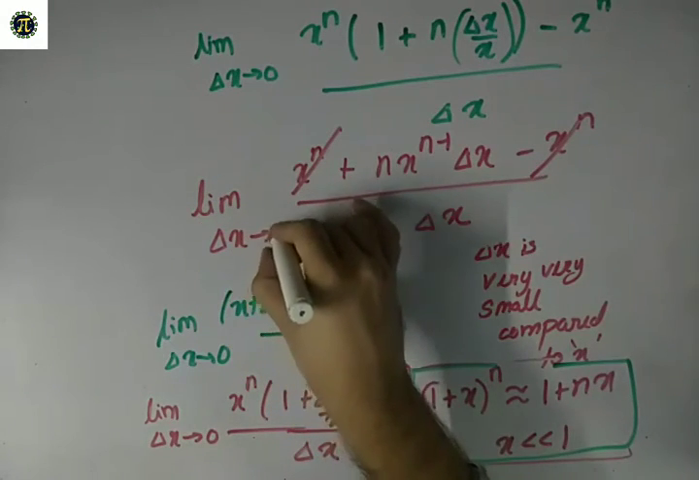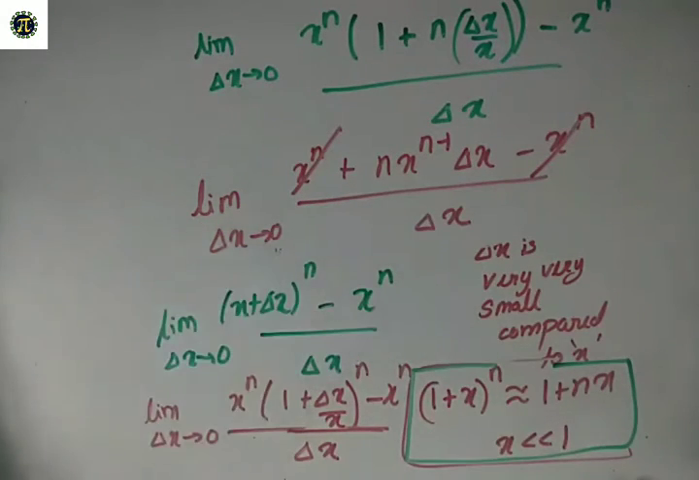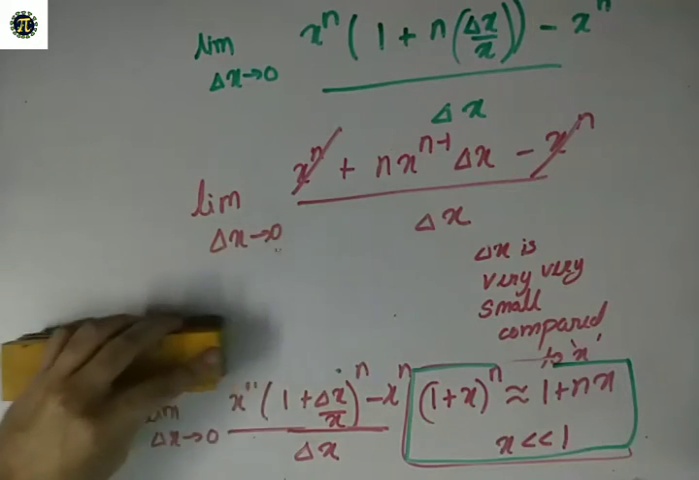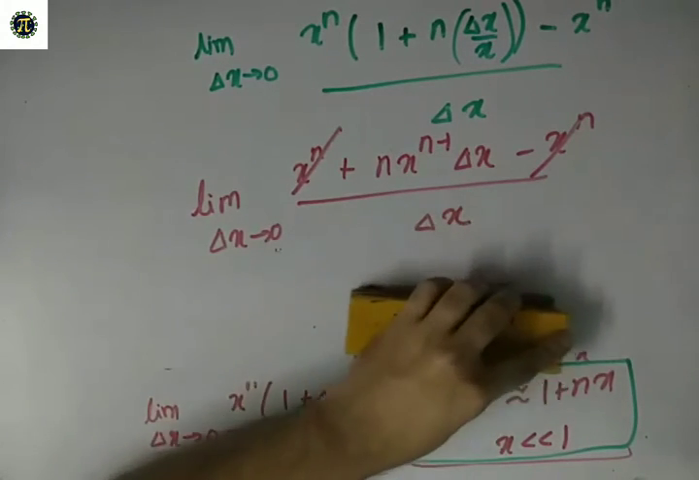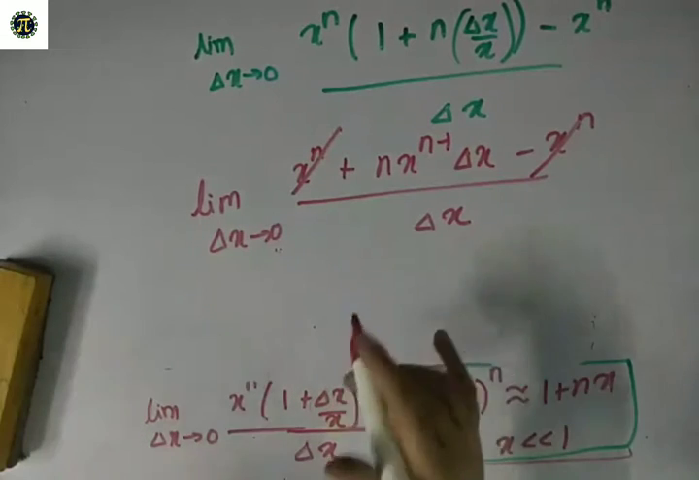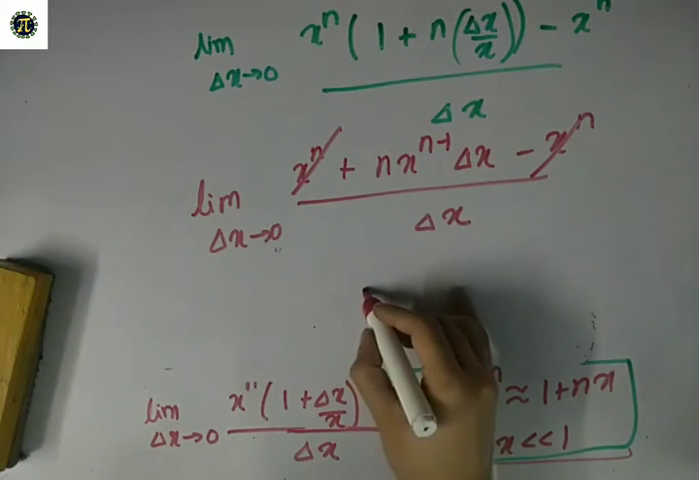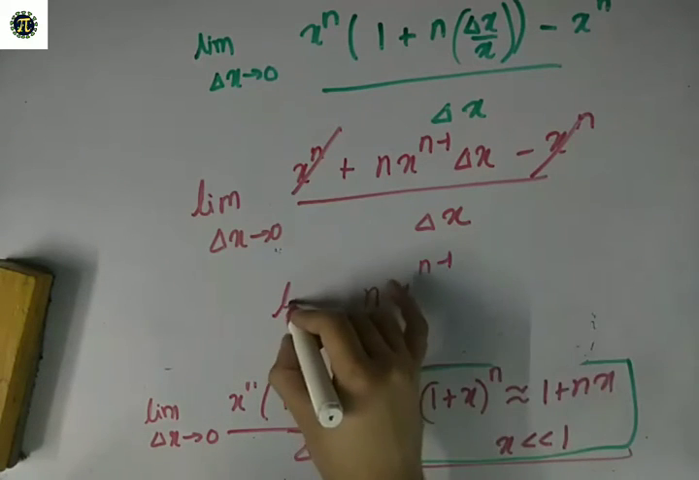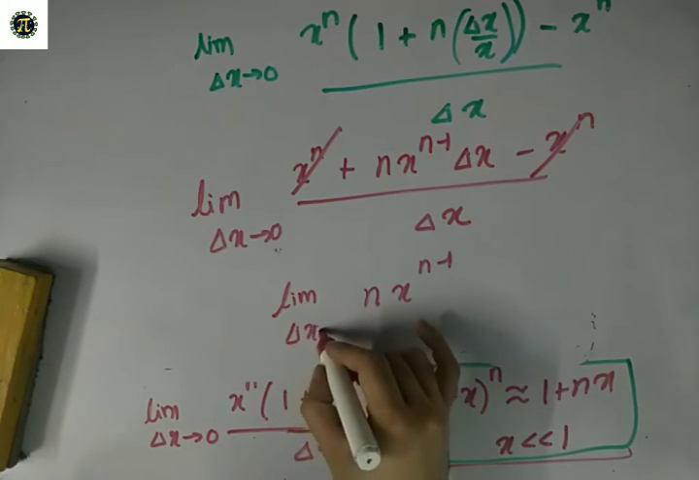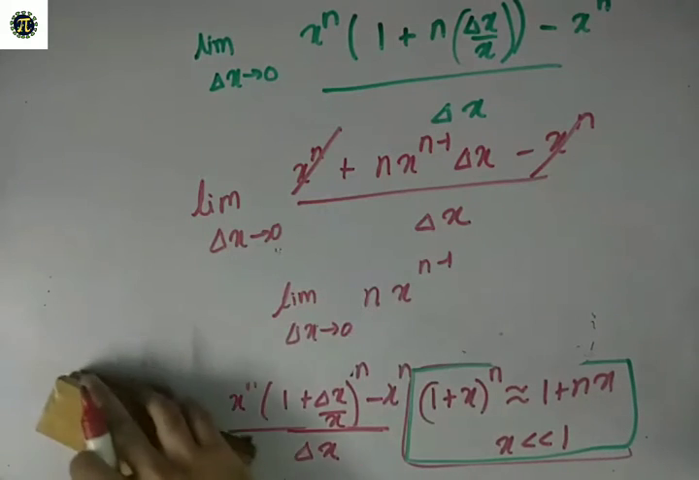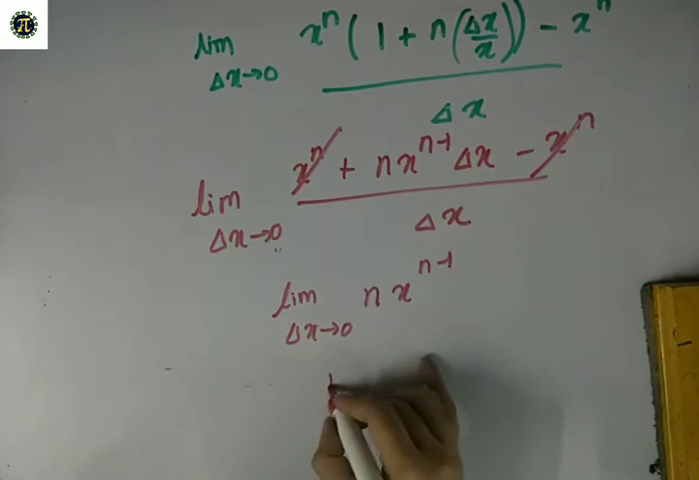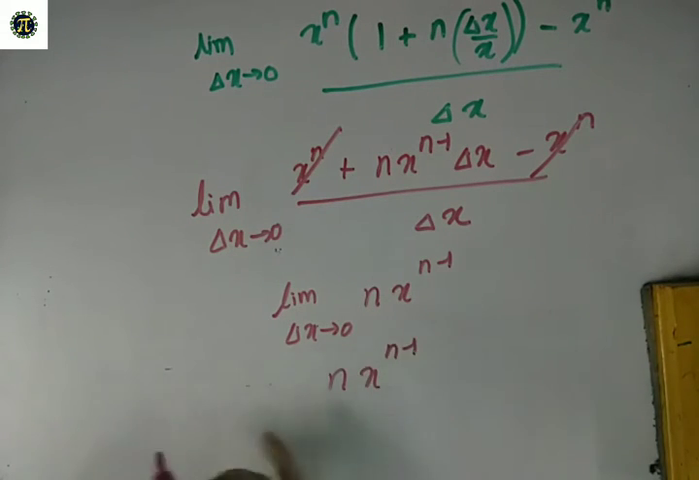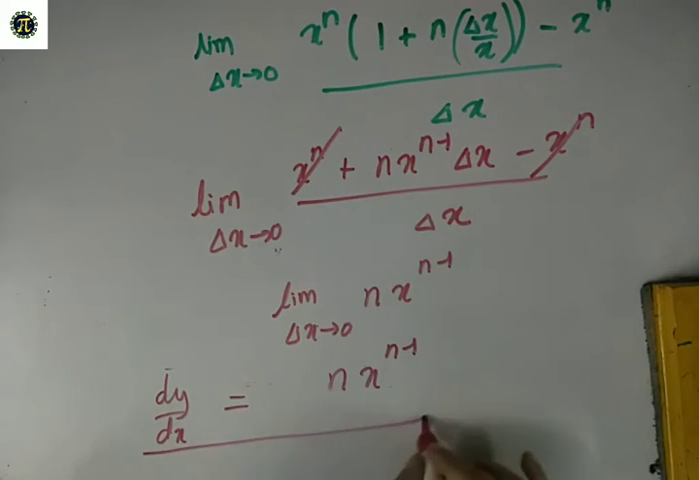So this was the problem term here, the delta x, and now we can divide that. What we have is n times x to the power n minus 1, and the limit is delta x approaching 0, but there is no delta x in the expression, so the answer is n times x to the power n minus 1. This is the value of dy by dx using the first principle.